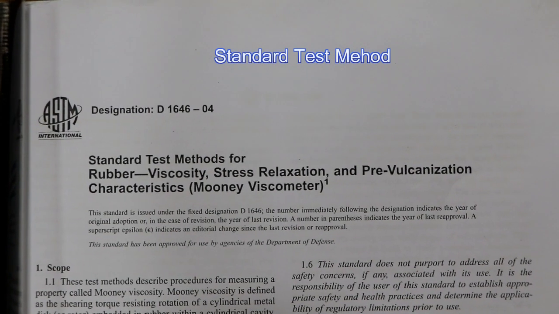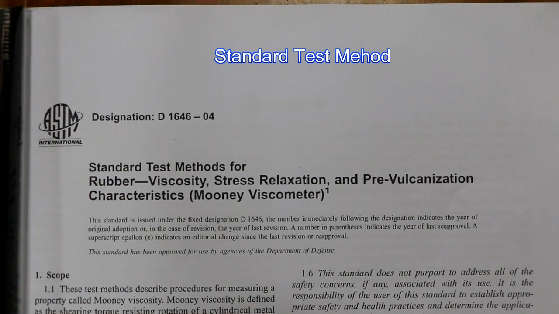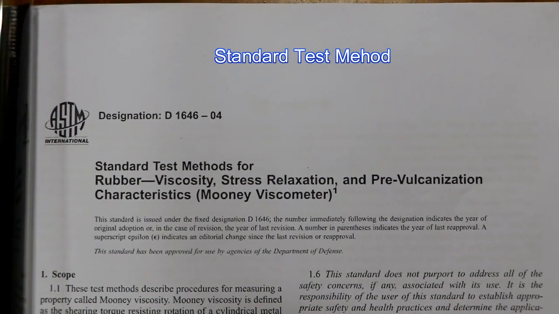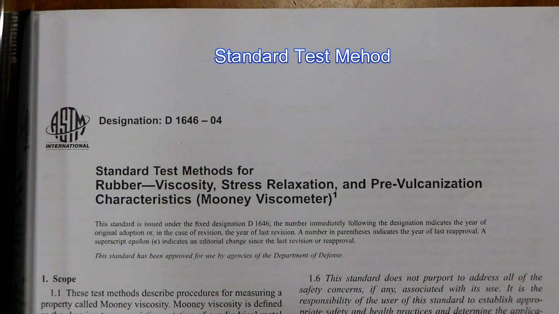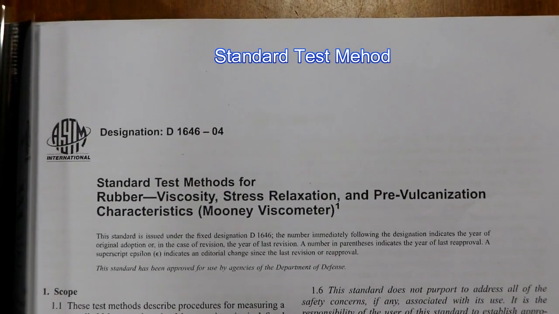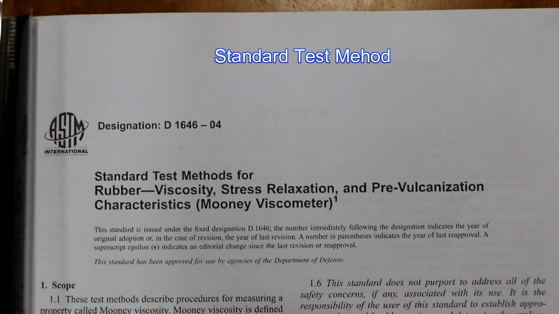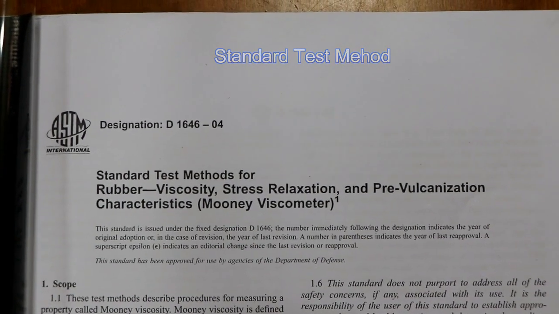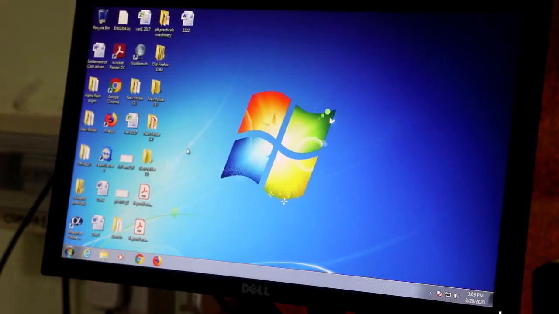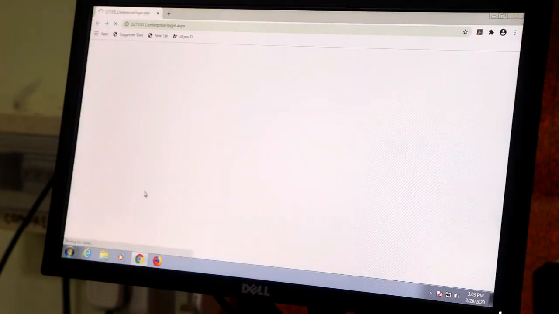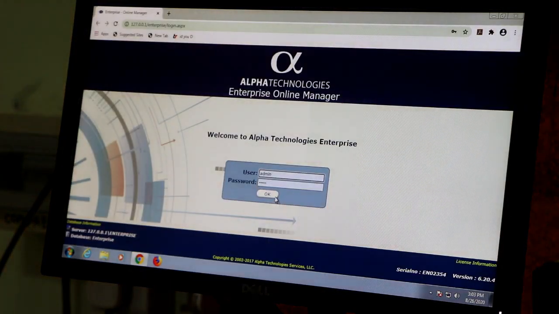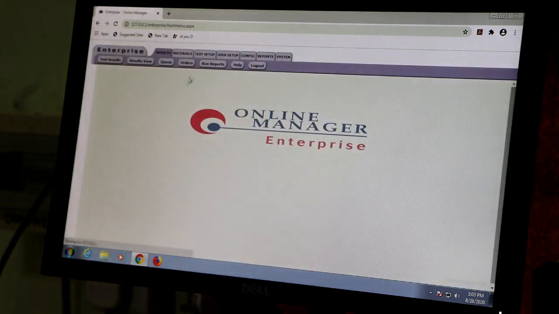Now we shall see the test procedure of Mooney viscosity and stress relaxation. The test method is ASTM D1646-04. Okay, we use Enterprise Online Manager software to insert our samples and to change the test variables. So this is the interface.